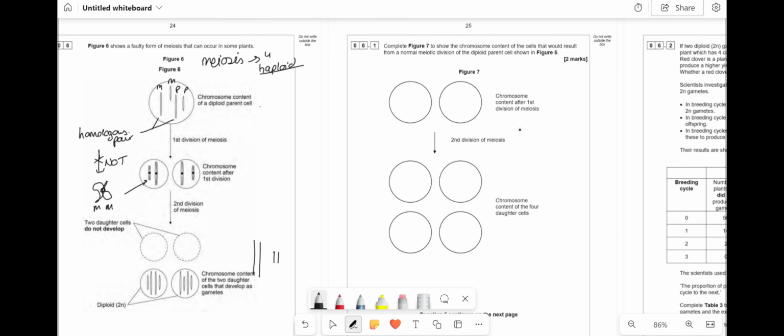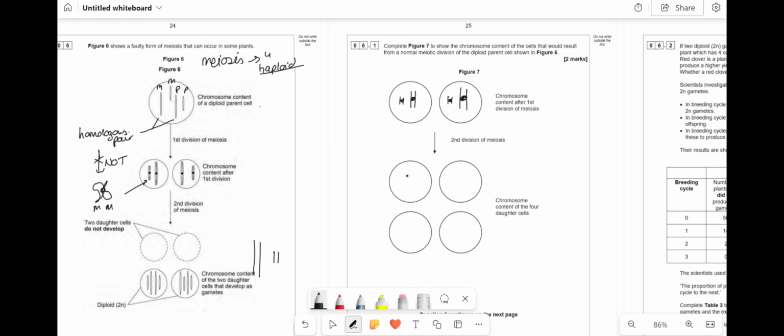So then it says complete Figure 7 to show what would normally happen. Draw what normally happens. It says here are the chromosomes after the first division of meiosis. So in your first division of meiosis, it's going to be short, like this, and then this.